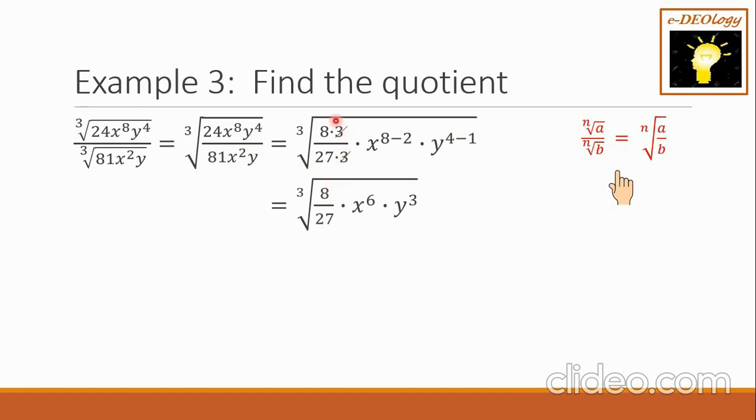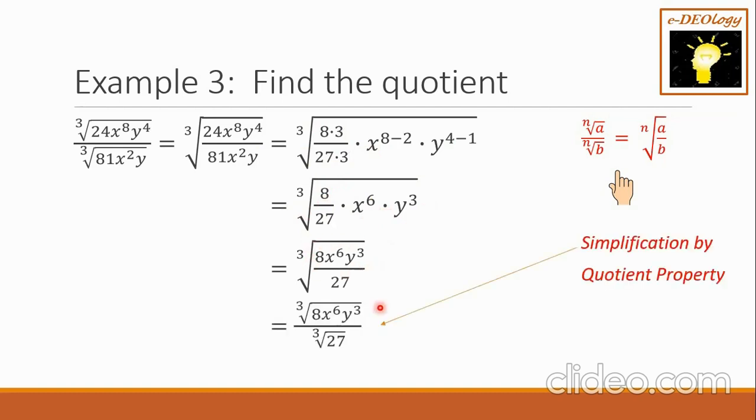Next, we can now simplify our coefficients. We can now cancel the 3. So only the 8 over 27 will come down. For the x, we have 8 minus 2, we have the power 6. So x raised to 6. For the y, we have 4 minus 1 power. So we now have y cubed. Of course, they are all inside this cube root. The next is we're going to group together this 8, x to the 6th, and y cubed, and put them all in the numerator.